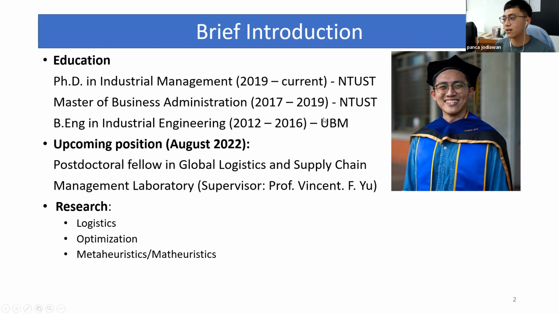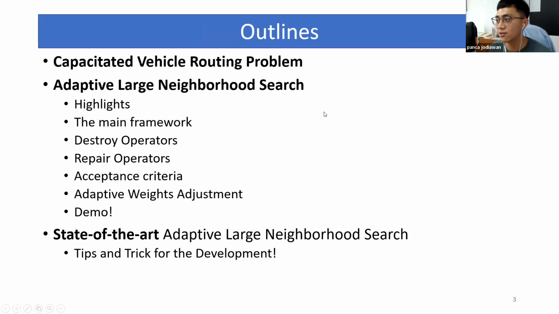Okay, so I will start with the outline of my presentation. First, I will present the capacitated vehicle routing problem. This is one of the most famous combinatorial problems in logistics. Since the adaptive large neighborhood search that I will discuss soon was first applied to solve a variant of the vehicle routing problem, I think it's worth studying the capacitated vehicle routing problem.